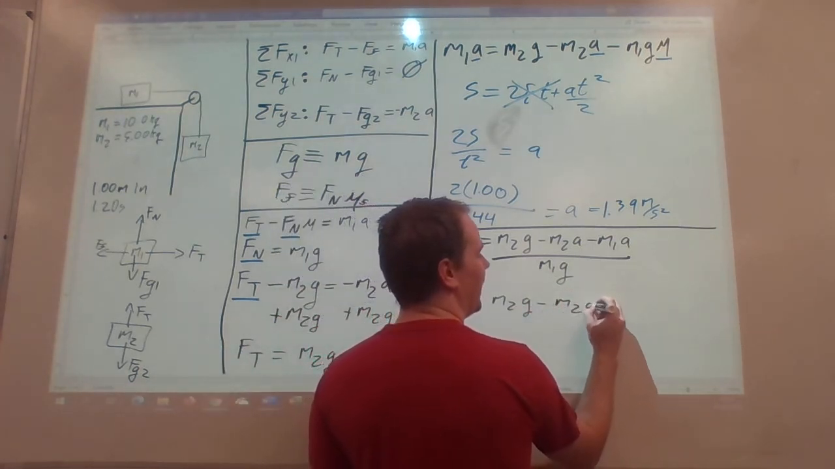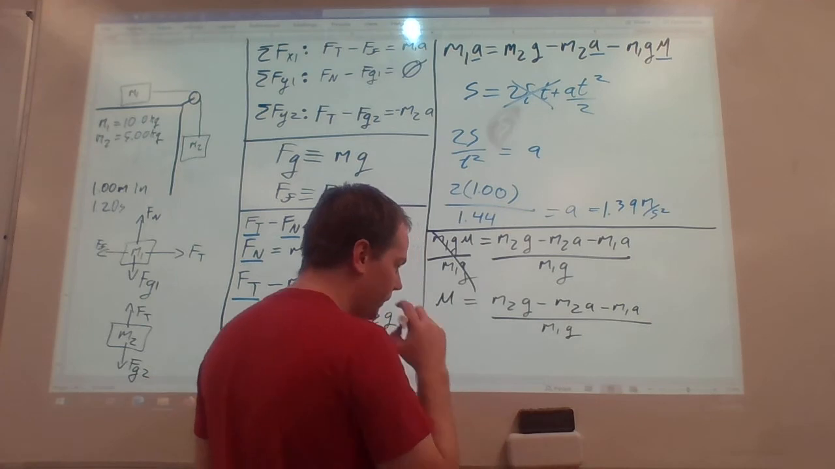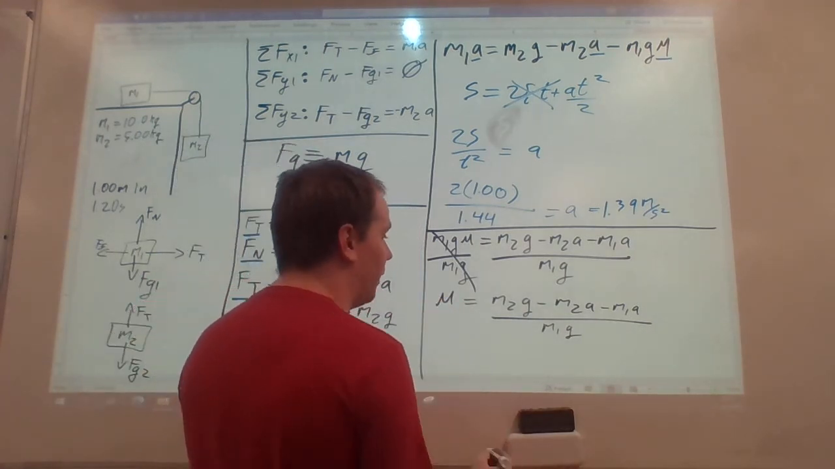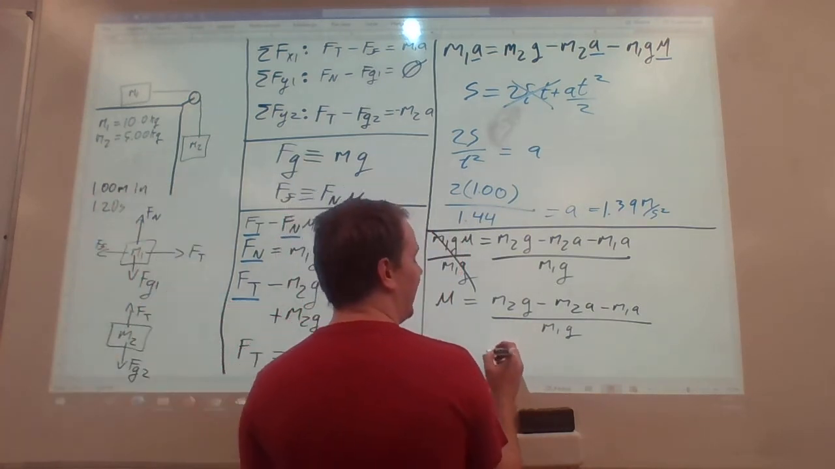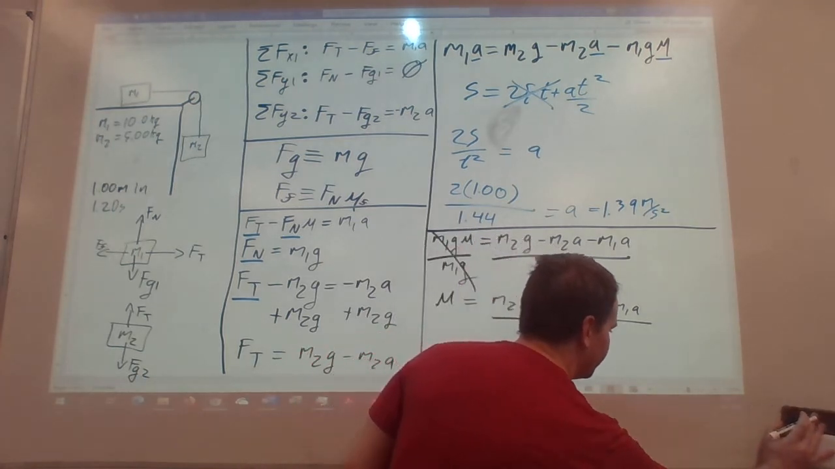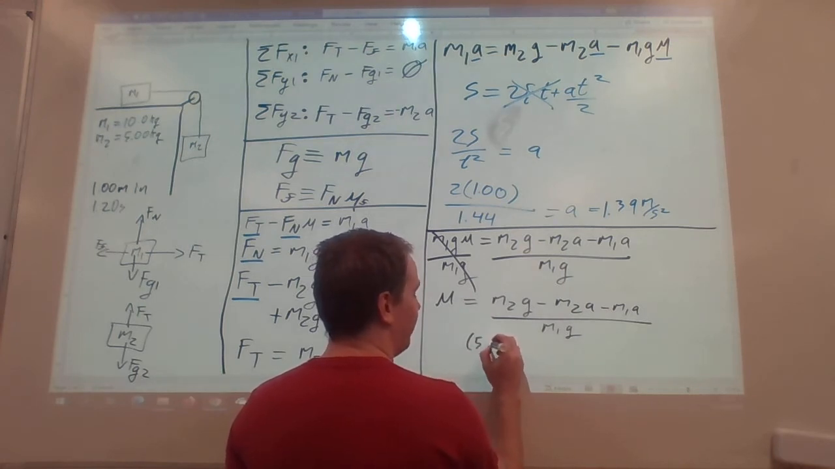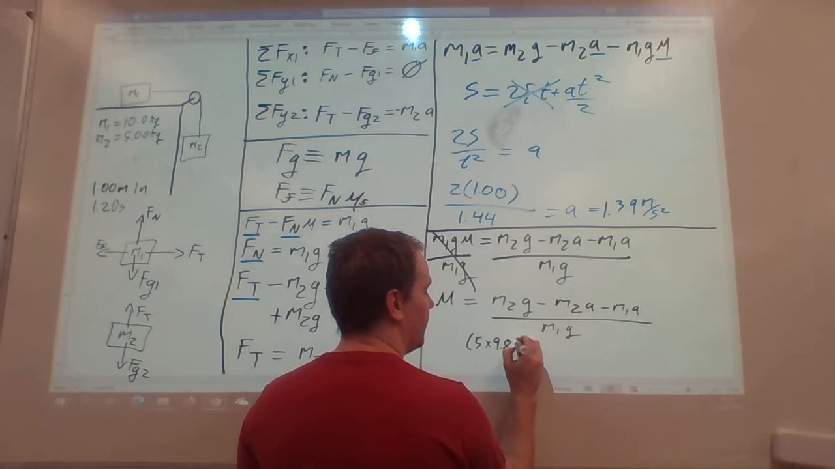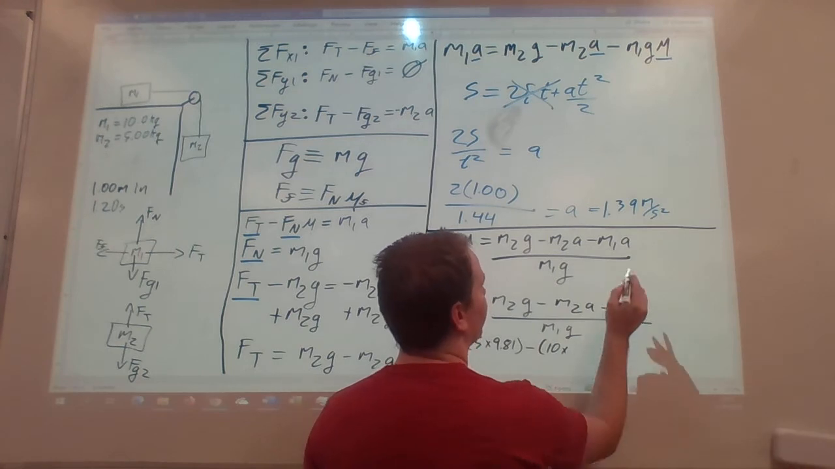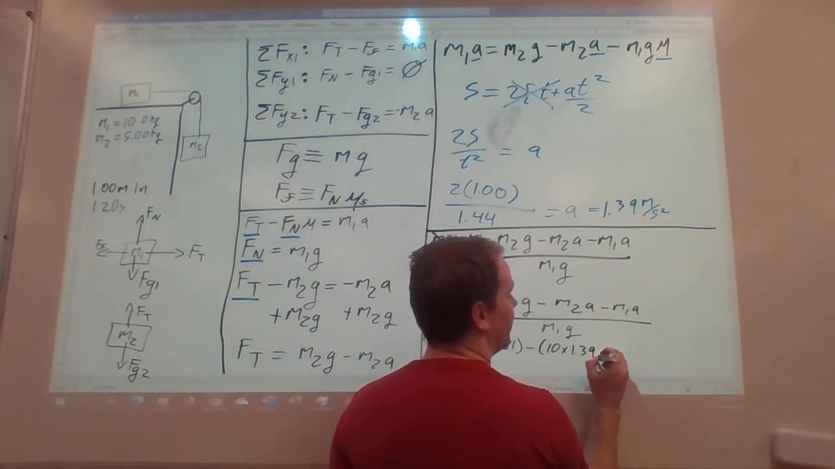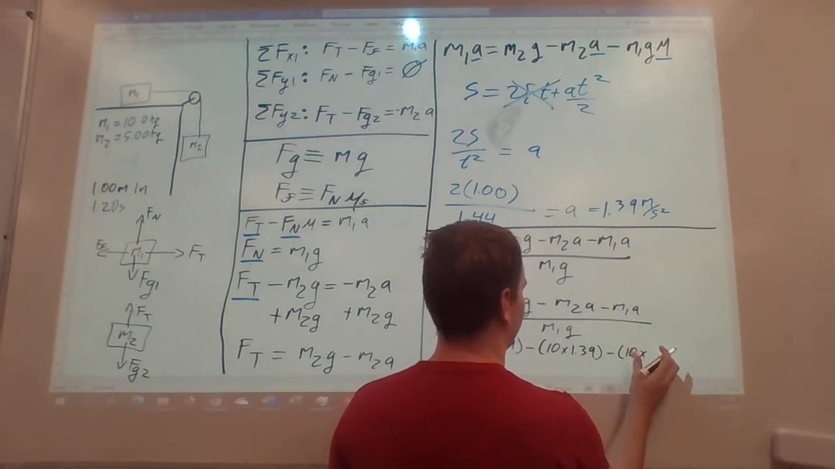M2 g minus M2 a minus M1 a divided by M1 g. And at this point, we just plug in our numbers. So M2 was 5. So 5 times 9.81 minus 10 times the acceleration we just calculated, 1.39, minus 10 times, wait.